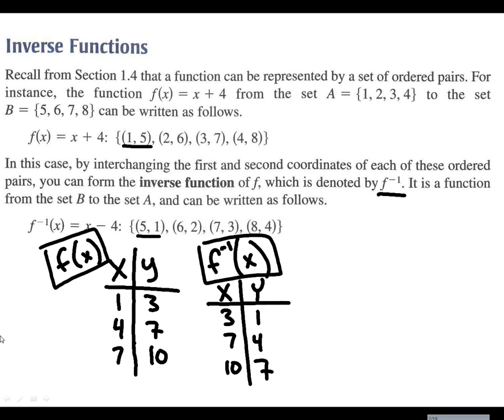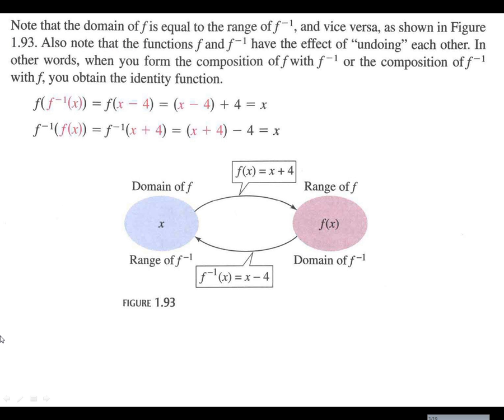Alright, and so you can see they do say this in the longer form here. (1, 5) switches to (5, 1). (2, 6) switches to (6, 2). (3, 7) switches to (7, 3), and so on. When we're switching our x's and our y's, we are also switching our domain and our range, which is what they're indicating in this diagram here. And we can also check to see if two functions are inverses of each other if the end result equals x.